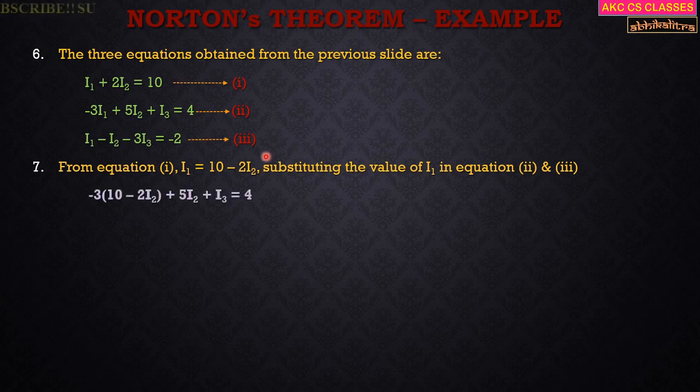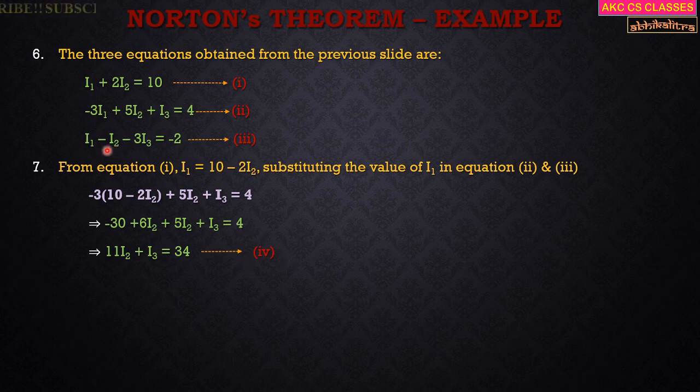First we'll start with equation 2. If I substitute I1 in equation 2, it will be minus 3 into (10 minus 2 times I2) plus 5i2 plus I3 equal to 4. Now we'll solve the equation. It will be minus 30 plus 6i2 plus 5i2 plus I3 equal to 4. Now 6i2 and 5i2 is 11i2, so 11i2 plus I3 equal to 34, because 30 taken to this side becomes positive. So 30 plus 4 gives you 34, and the equation is marked as equation 4.